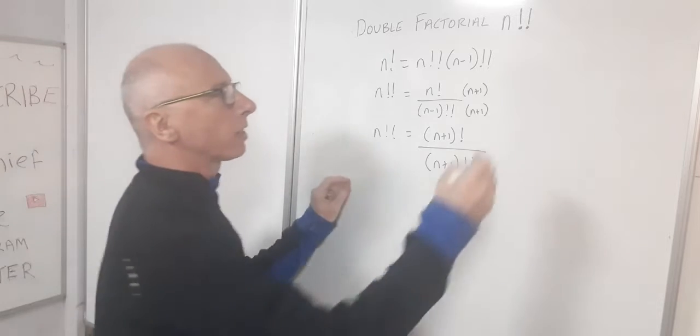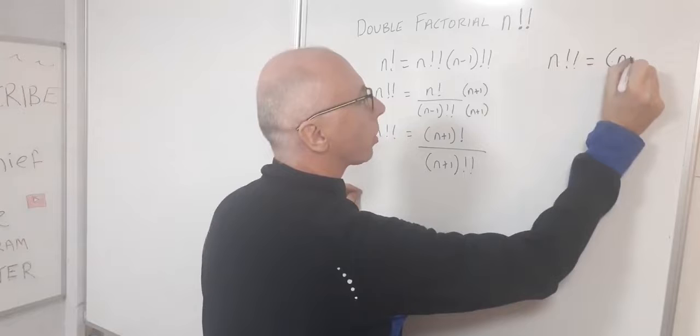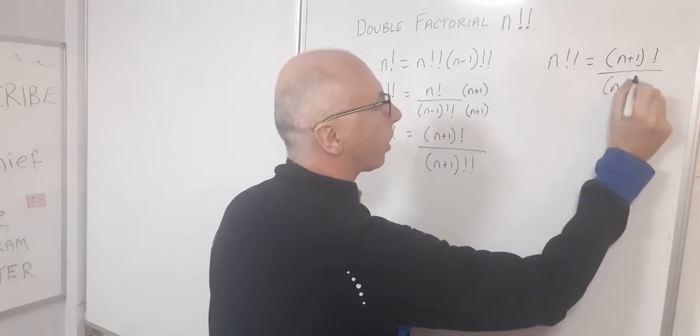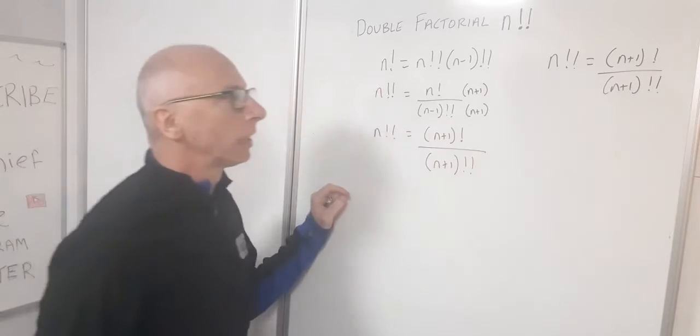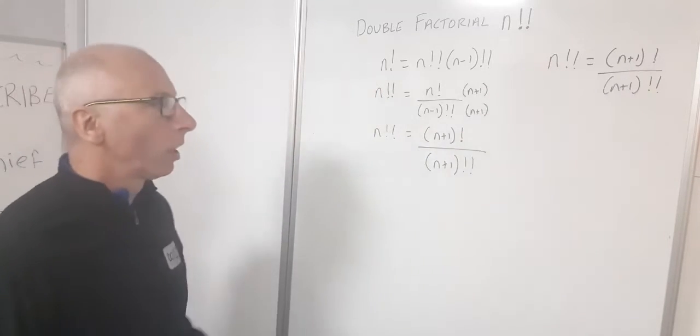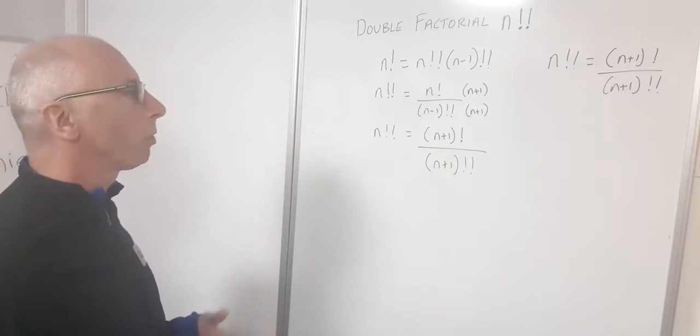So I'm just going to write that up here. n double factorial equals n plus 1 factorial over n plus 1 double factorial. So that's quite an interesting relationship between the two of those. Okay, let's take this off the board and see if there's a general formula we can use without multiplying all the digits together.